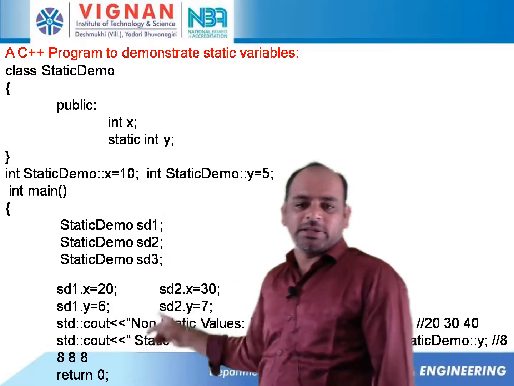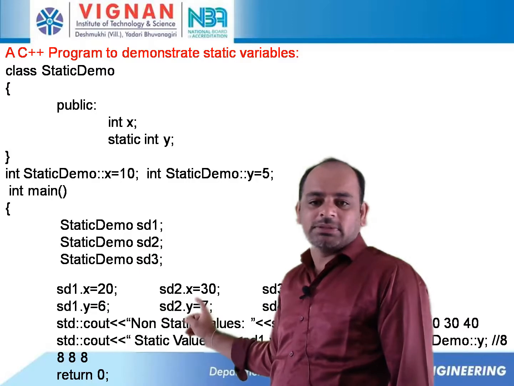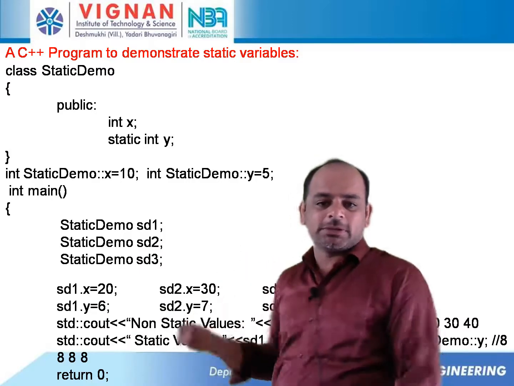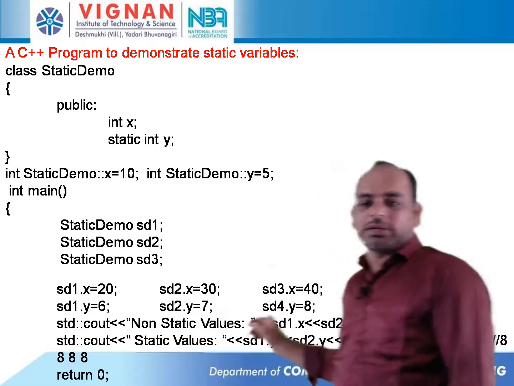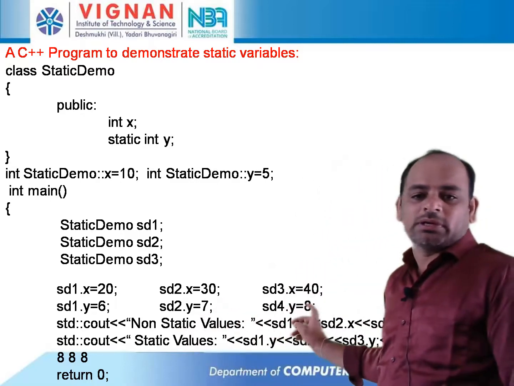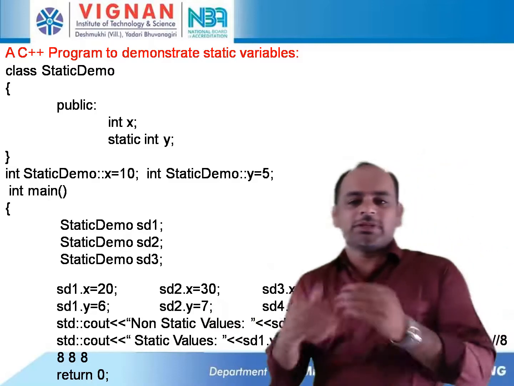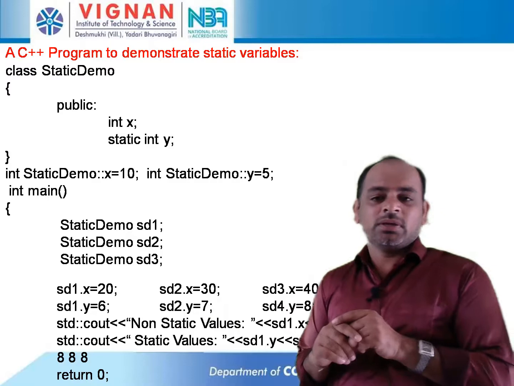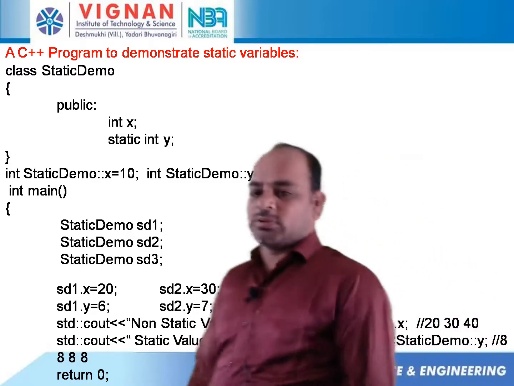Next, SD2.y equal to 7, because the same copy is shared by SD2 also. The same value 6 is replaced by 7 here. Again SD4.y equal to 8, so 7 is replaced by 8, because only one copy is created here. There is no other possibility.